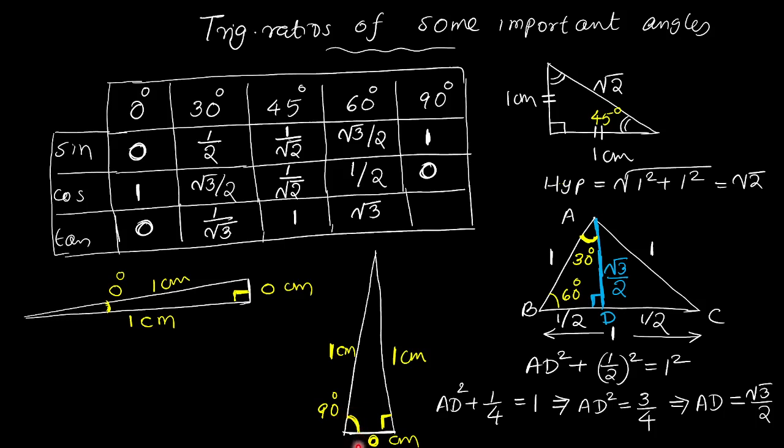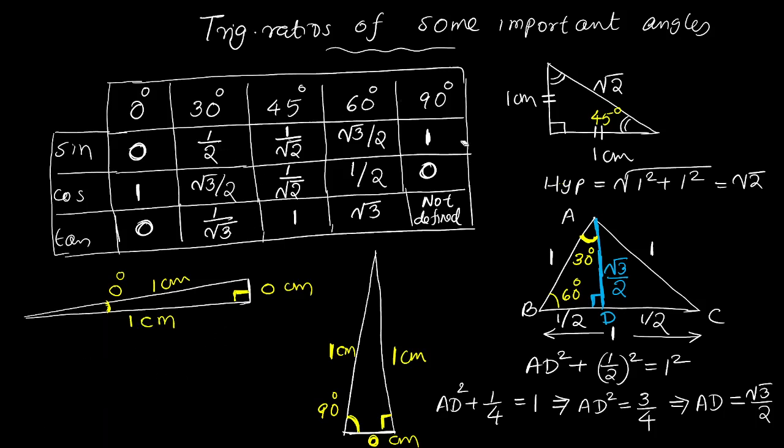Finally, tan 90. Tan 90 is opposite by adjacent, 1 by 0. 1 by 0 is not defined. Division by 0 is actually not defined. We cannot divide a number by 0. So tan 90 is not defined.